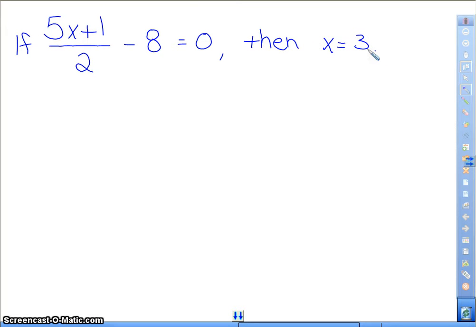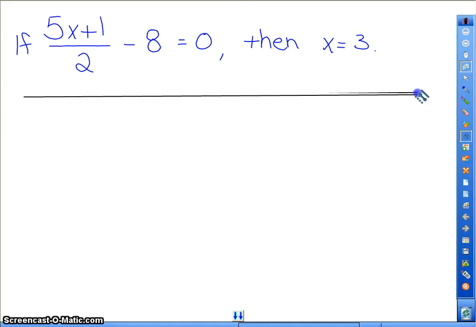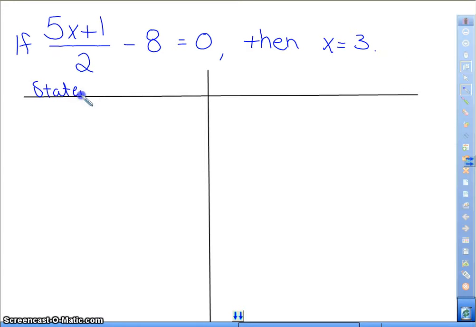So for our first algebraic proof, we have: if (5x plus 1) divided by 2 minus 8 equals 0, then x equals 3. So we're going to set up our two-column proof. And we have our statements and our reasons. And remember, your first statement will always be your given. So my given is (5x plus 1) over 2 minus 8 equals 0. And there's my given.